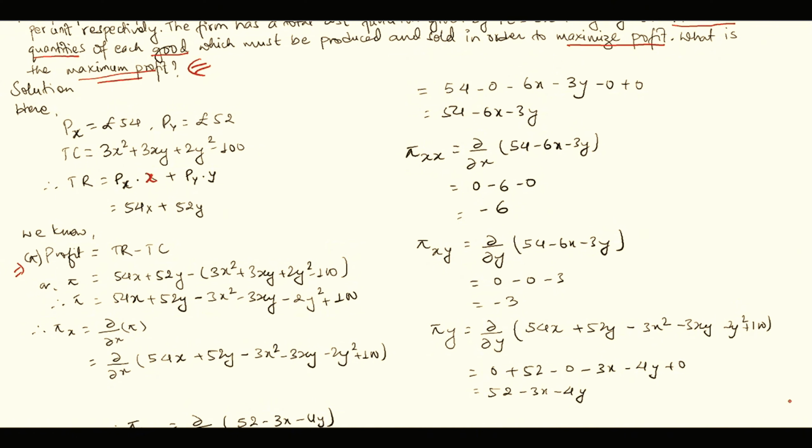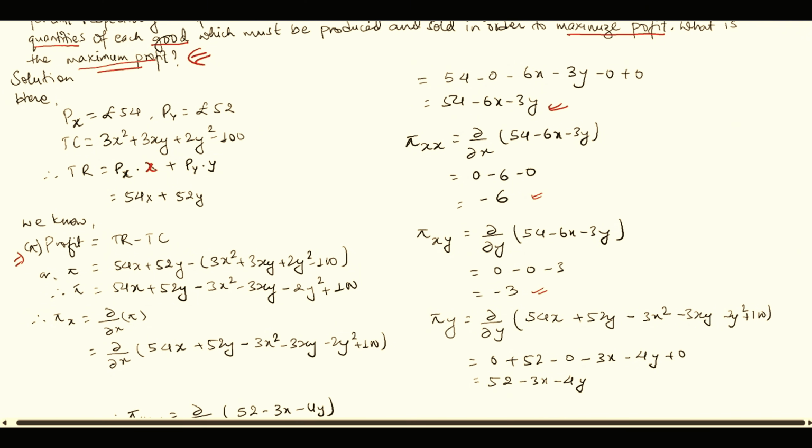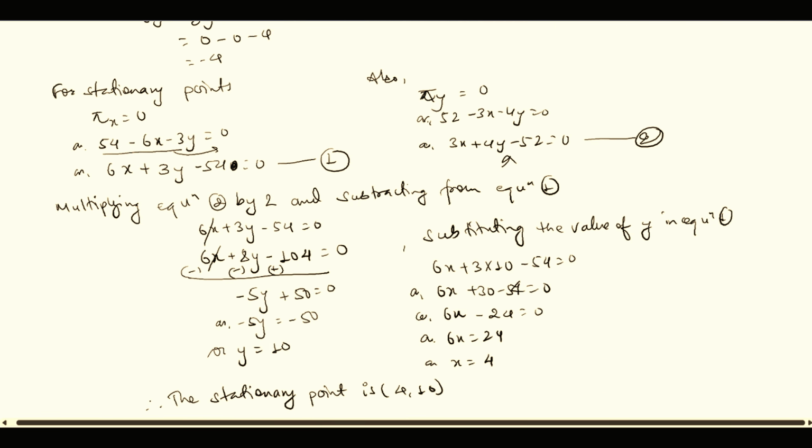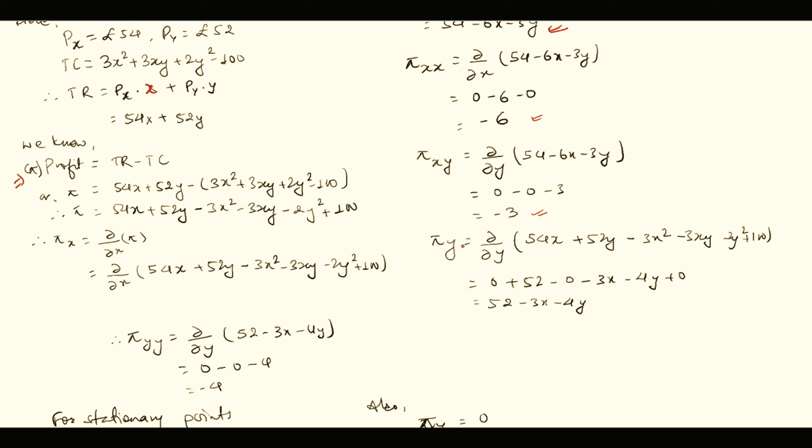By doing the partial derivative, we'll get pi x, the partial derivative of the profit function with respect to x, as 54 minus 6x minus 3y. Again with respect to x, we'll get minus 6, and of x with respect to y, it's minus 3. Similarly, moving forward, the partial derivative of the given profit function with respect to y gives 52 minus 3x minus 4y, and with respect to y again, we'll get minus 4.